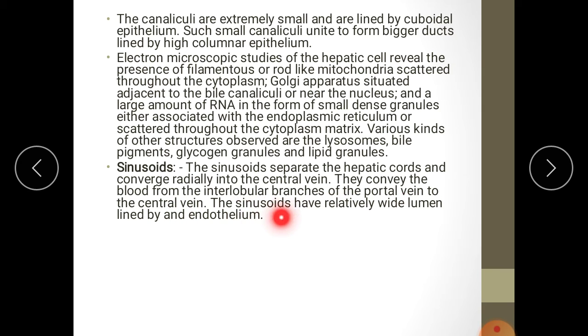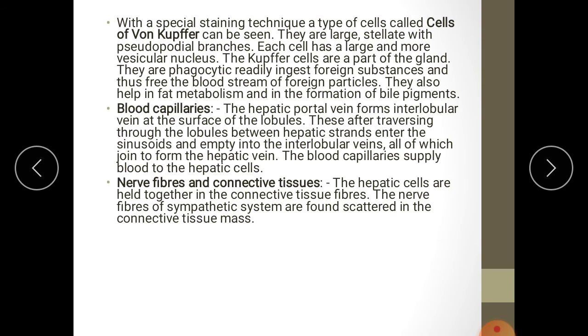The sinusoids have a relatively wide lumen lined by the endothelium. With a special staining technique, a type of cell called the cells of von Kupffer can be seen. Von Kupffer cells are large, stellate, with pseudopodial branches. Each cell has a large, more vesicular nucleus.